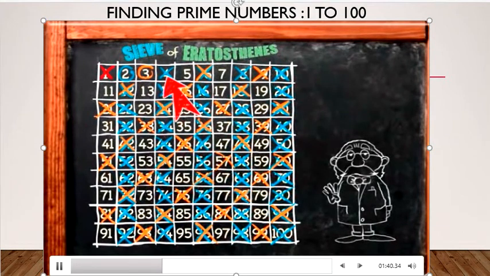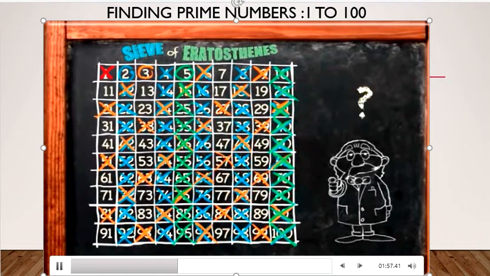You'll notice 4 is already crossed out. That's because it's already a multiple of the prime number 2. The next unmarked number is 5. I'll just place a circle around the 5 because it is a prime number. Next, let's skip count by 5s.